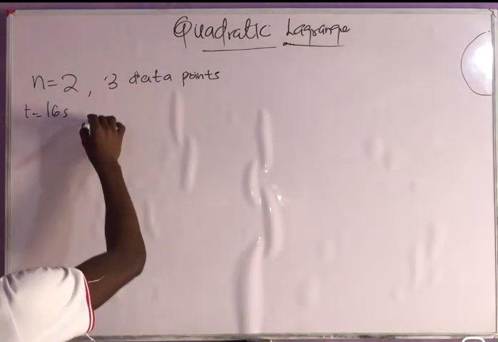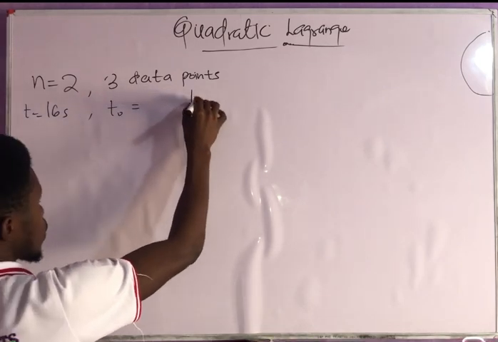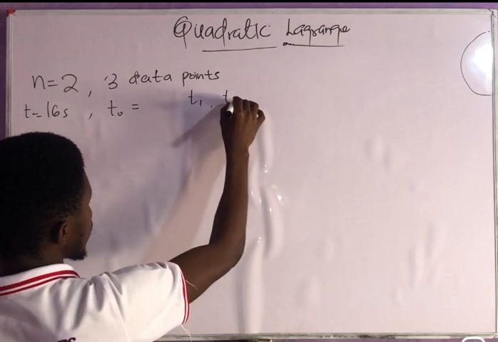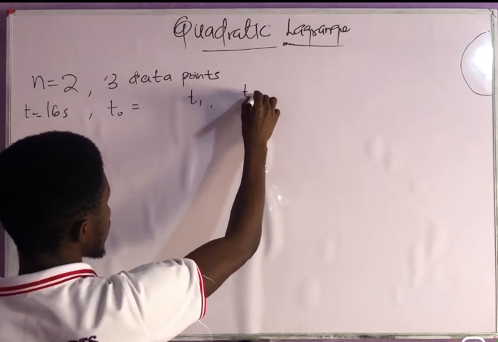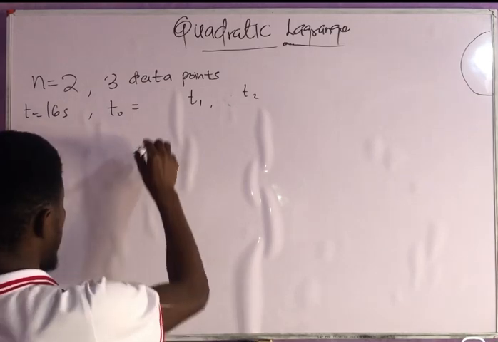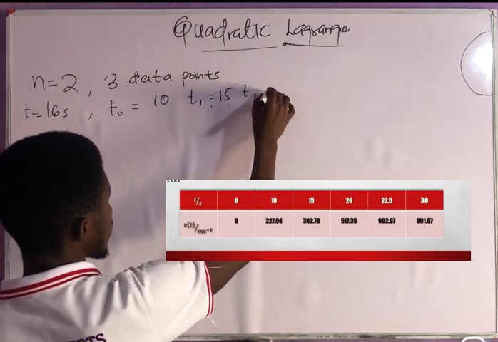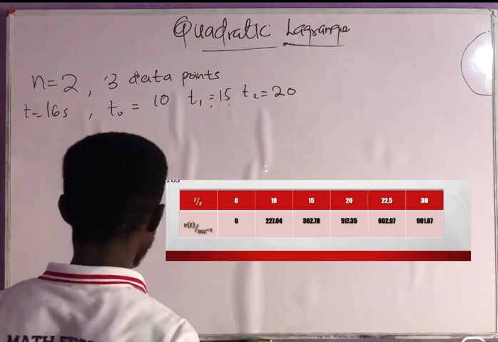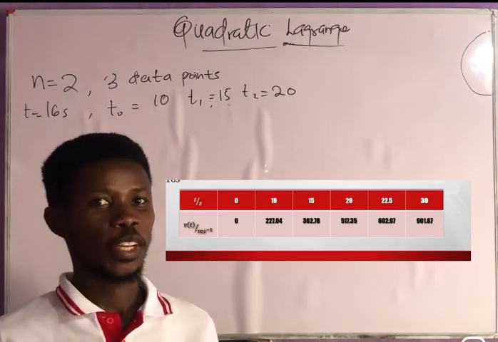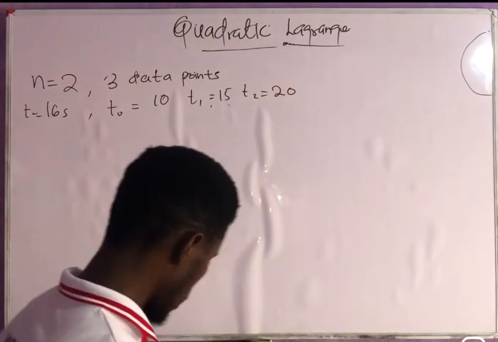So you pick 3 numbers, t0, t1, then t2. Our t0 in this case will be 10, then 15, and 20. These things are taken from the table. We have been picking them already, so I don't think you'll have a problem with it. Okay.